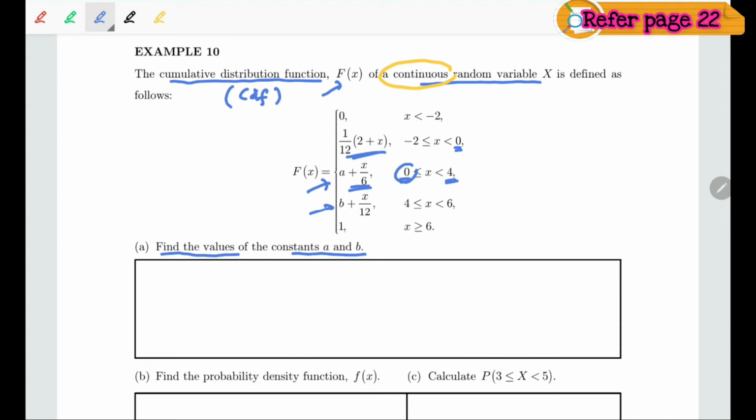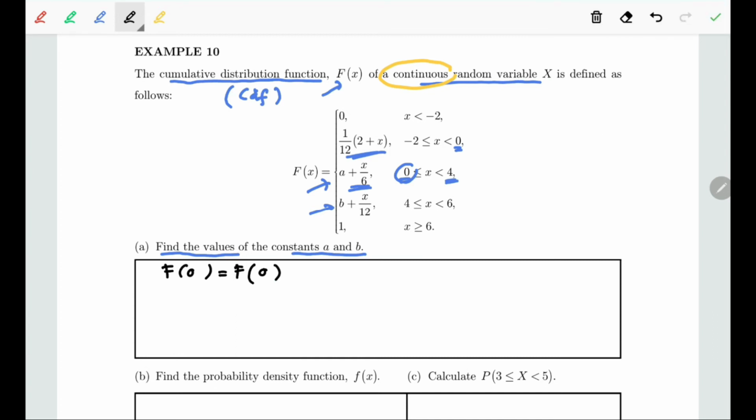So I'm going to write this equation: f(0) equals f(0). Why do we equate this f(0) to f(0)? Because this is continuous, so when we substitute 0 into this function, it should equal what we get when we substitute 0 into the other function. This is to make sure it's continuous on every single x.